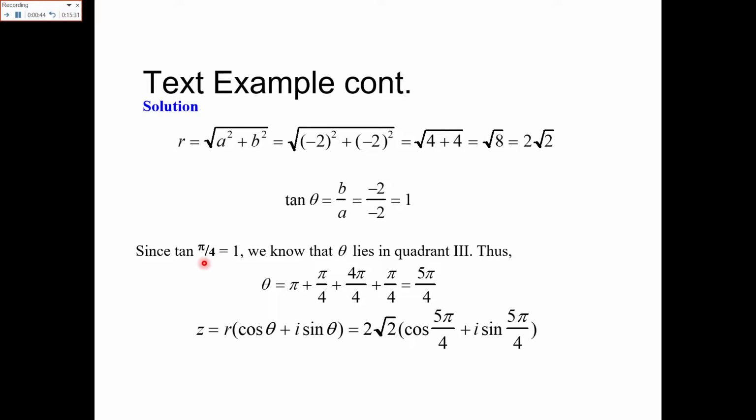So tan pi by 4 is basically equal to 1. So the angle is pi by 4 or any multiple of pi by 4. These are basically the multiples of pi by 4. Pi by 4 plus 4 pi by 4, that is equal to 5 pi by 4. How will you determine that it is 5 pi by 4?